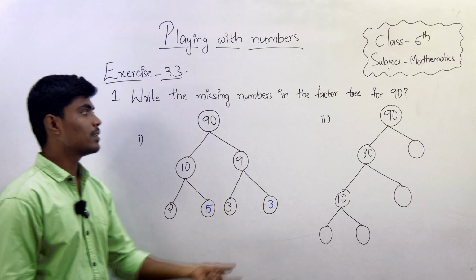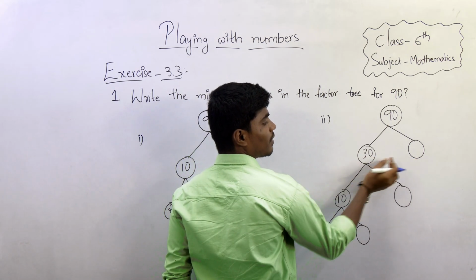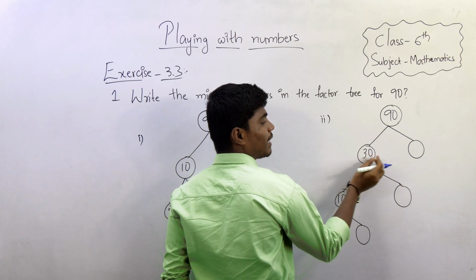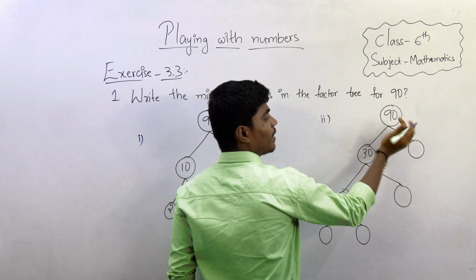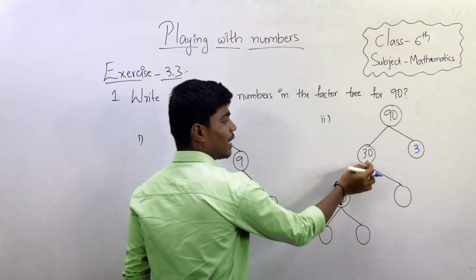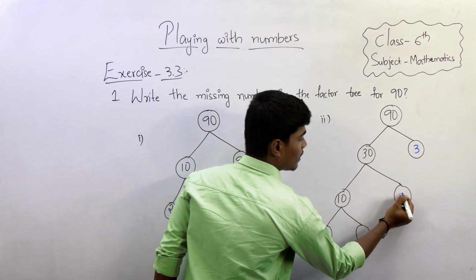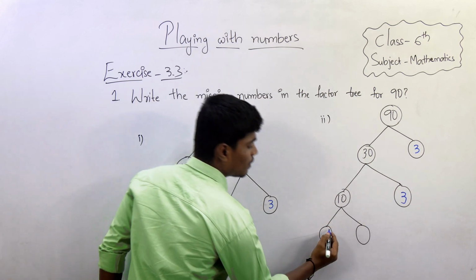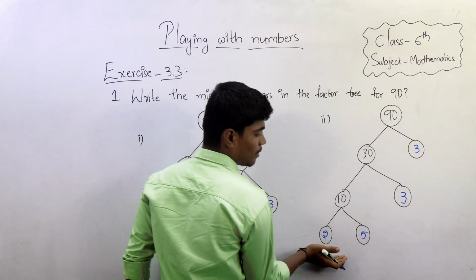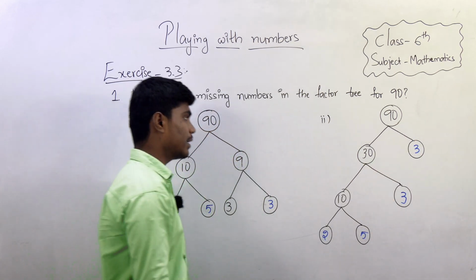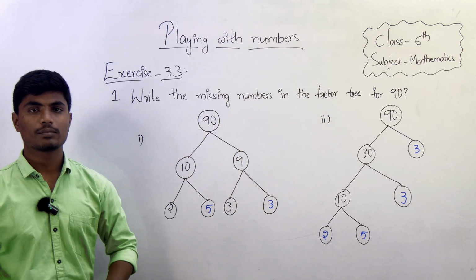First one is done, and now the second one. Here 90 and 30. We have to multiply a number with 30 to get 90. So 30 threes are 90. Okay, here 30: 10 threes are 30. And 10 is 2 fives. Here all are prime numbers, so the tree is ended. This is the solution for 2 and this is the solution for 1.